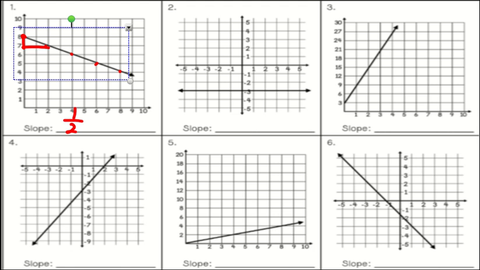Is that the answer? No, why not? What kind of line is that? Negative line. So if it's a negative line, we need to make it a negative slope. Okay? Everybody follow?